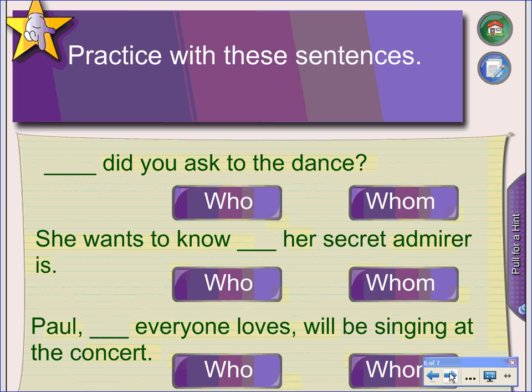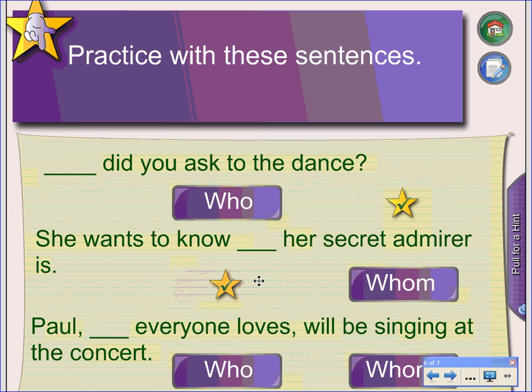For this first one, blank did you ask to the dance? The answer is whom, because you could say I asked him to the dance, not he did you ask to the dance. And then for the next one, she wants to know who her secret admirer is, because he is her secret admirer. And then Paul, whom everyone loves, will be singing at the concert, because everyone loves him. You could not say he everyone loves.